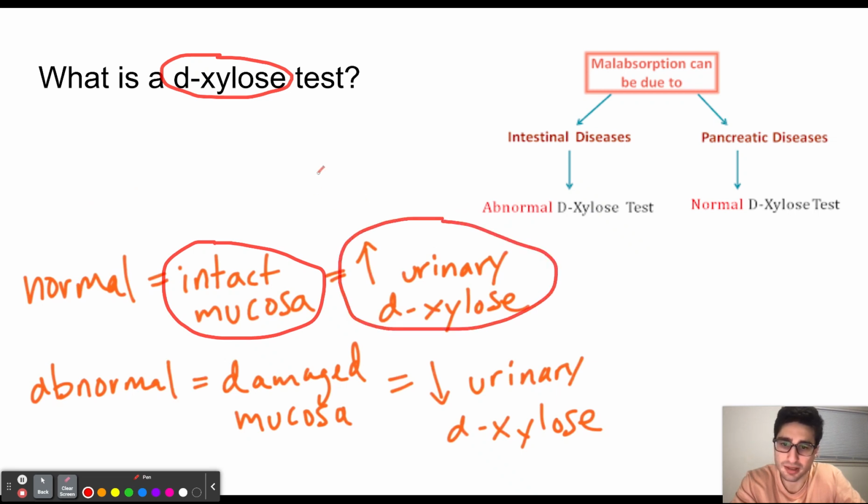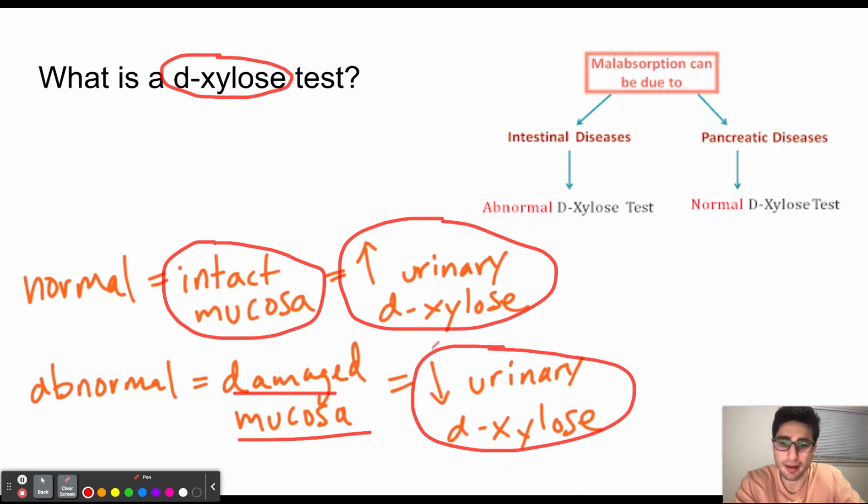The reason for this is because the only thing that we need in order to absorb D-Xylose is an intact intestinal mucosa. Now, if we give someone D-Xylose and they have a damaged intestinal mucosa, then we would see a decrease in urinary D-Xylose. And the reason for this is because the intestine would not have been able to absorb the D-Xylose that was given, and as a result, the D-Xylose would not be going into the blood after the intestine, and so we would ultimately not be able to excrete it out in the urine.